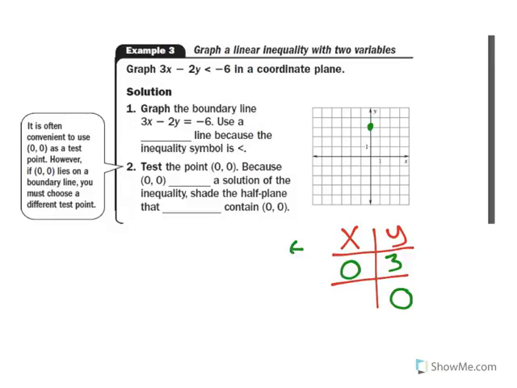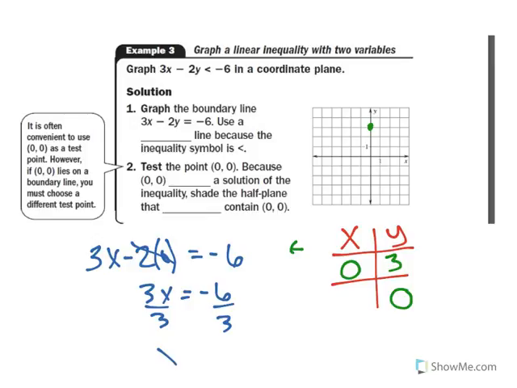Next, I'm going to plug 0 in for y. So I get 3 times x minus 2 times 0 equals negative 6. Well, anything times 0 is 0. So I get 3x equals negative 6. Divide by 3, and I get x equals negative 2. And then there's my second point. Now, because this is a less than, it's going to be a dotted line.